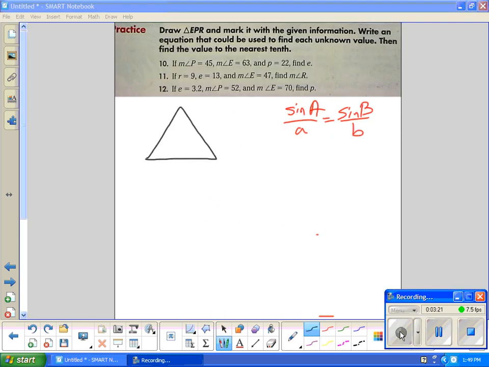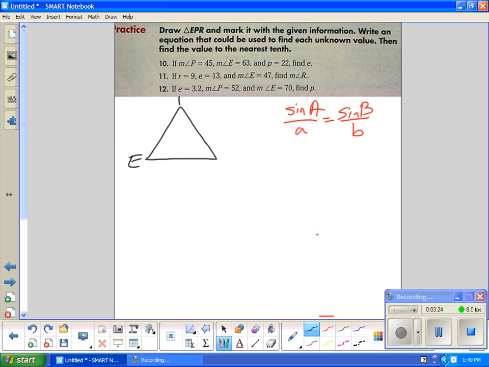So if I do this on 11, EPR, little r is 9, little e is 13, capital E angle is 47, and it wants you to find R. You got to catch again, length and angle are across from each other, so we can set them up in law of sines. So I can say sine of the angle, it has to be the angle, sine 47 over 13, because they're related. That's going to equal, well, little r is 9. And I cannot write just the question mark. I got to write the sine of R.